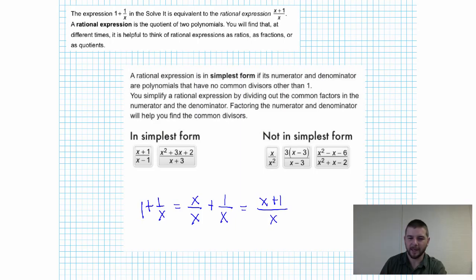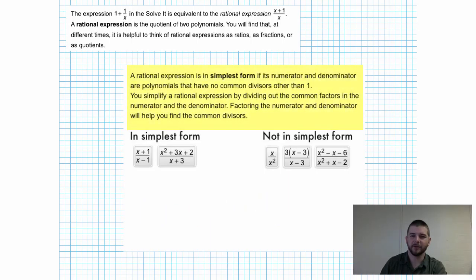A rational expression is in simplest form if its numerator and denominator are polynomials that have no common divisors other than 1, meaning that we can't factor out a common factor and then reduce the fraction. You simplify a rational expression by dividing out the common factors in the numerator and denominator. Factoring the numerator and denominator will help you find the common divisors.